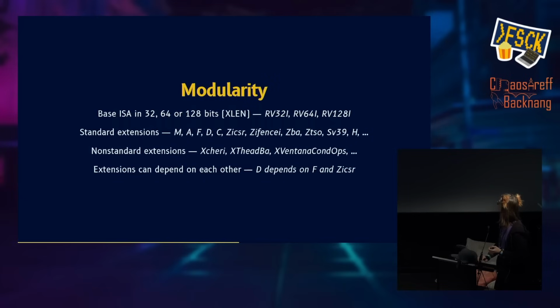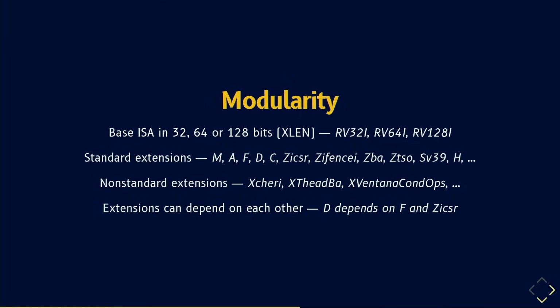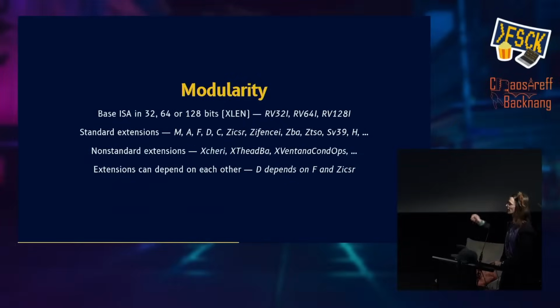Yeah, okay. I'm just putting up this slide because you can see the MAFDC. I didn't talk about A, but it's of course the atomics extension. So the thing is, for one, there are sets of extensions that are standardized. The main one you might have heard of is G, which is the general purpose computing extension, which is IMAFD, Zicsr, Zifencei, and so on. There's a bunch of other ones.